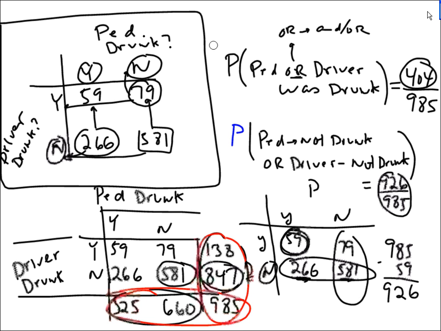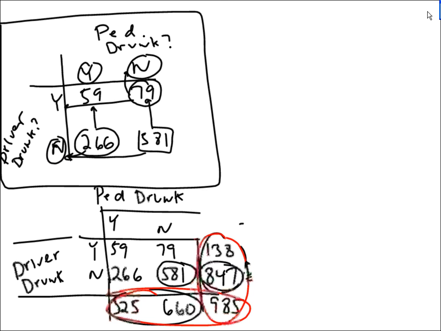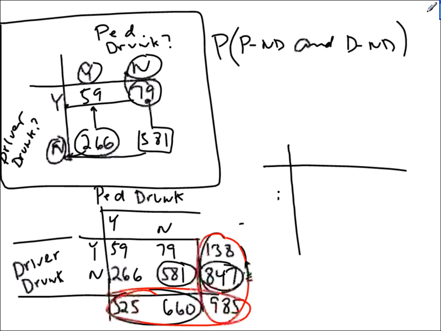Okay, let's try to answer another question from this chart. What's the probability that nobody was drunk? The probability that nobody was drunk. Well, first, I want to say that in a different language. What would go in the brackets? I mean, you can literally write nobody was drunk. What you can say is the pedestrian was not drunk and the driver was not drunk. Well, they're both not drunk.